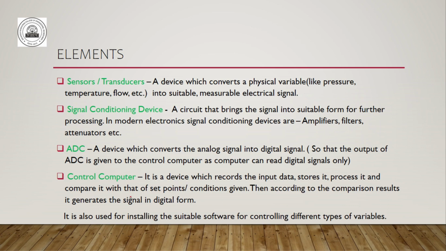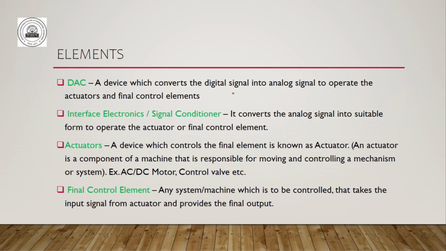Then the control computer, then the DAC, which converts the digital signal into an analog signal. Then the signal conditioner or interface electronics device converts the analog signal into a suitable form to operate the actuator, and actuators control the final element. Or if we see the technical definition of an actuator, an actuator is a component of a machine that is responsible for moving and controlling a mechanism. So this is the technical definition of an actuator.